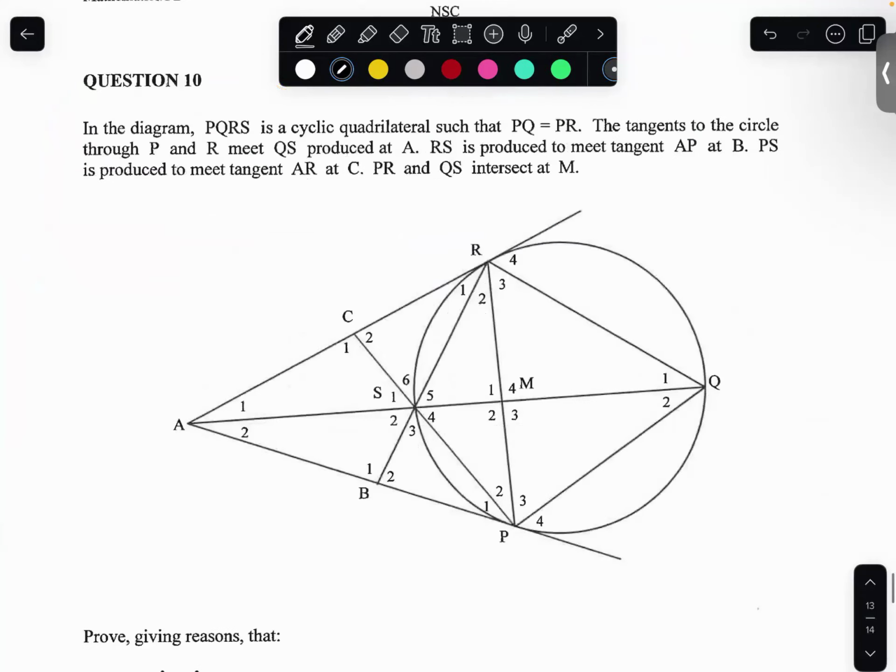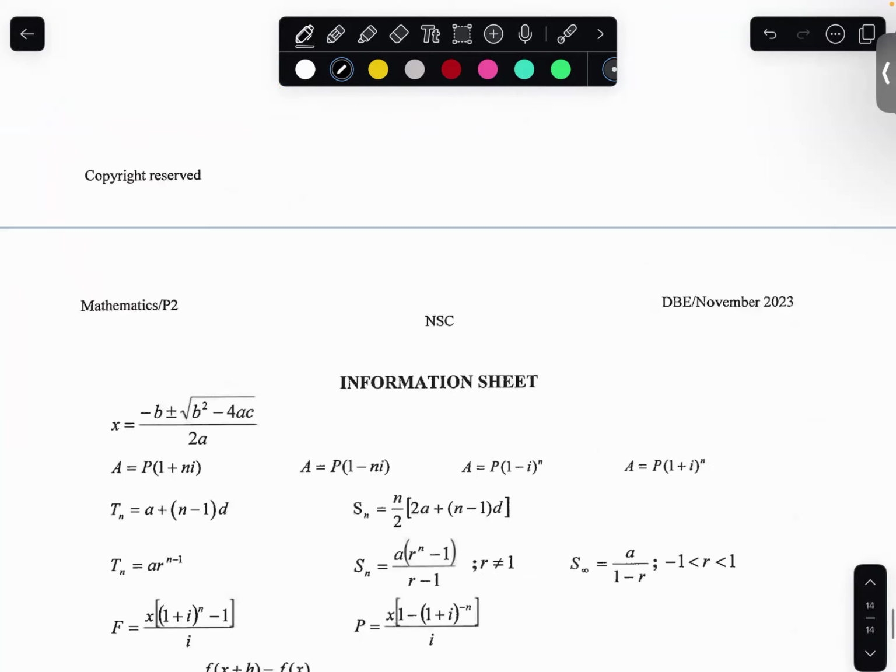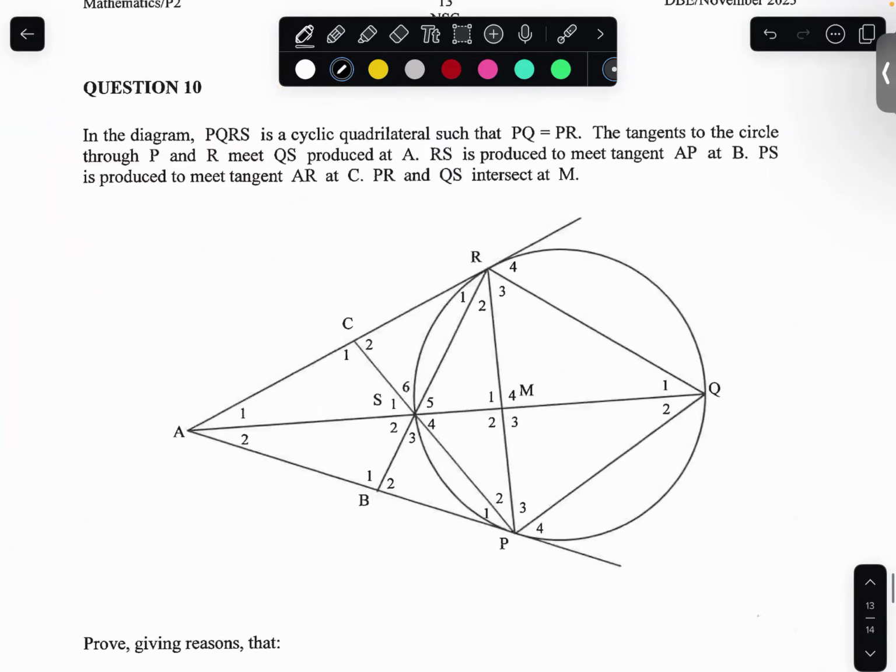Okay. Question 10, and hopefully the last question. Oh, thank goodness. In the diagram, PQRS is a cyclic quadrilateral such that PQ is equal to PR. The tangents to the circle through P and R meet QS produced at A.